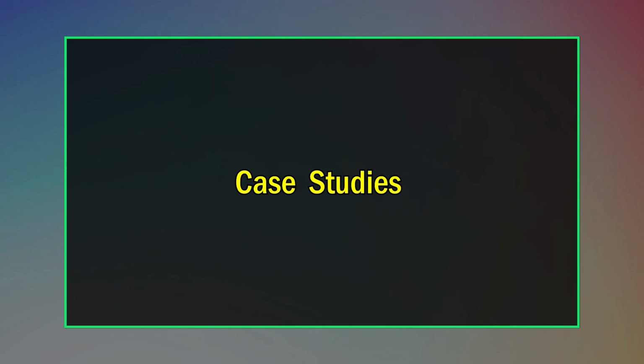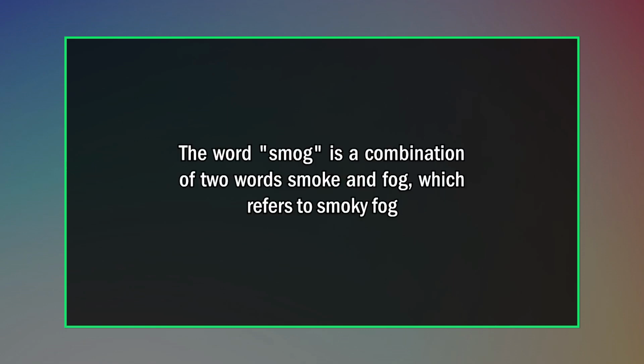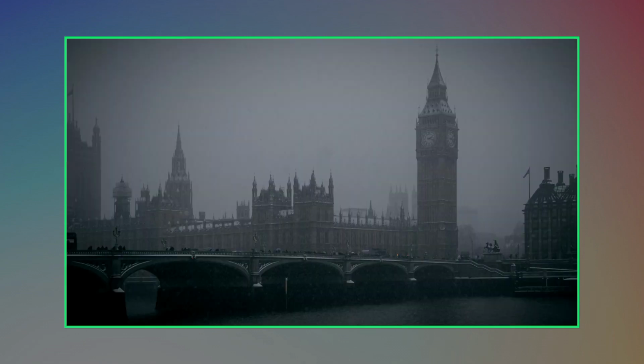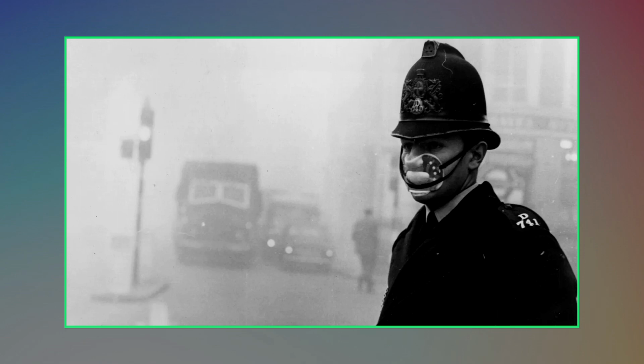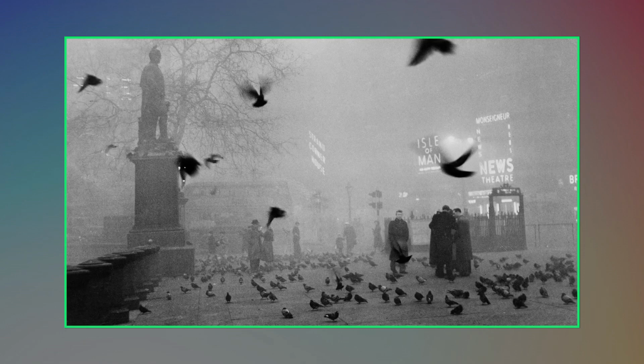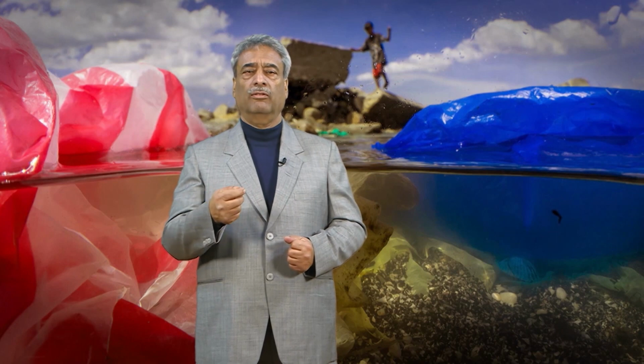Now let us come to the case studies. London smog. The word smog is a combination of two words, smoke and fog, which refers to smoky fog. The fog in London city was so thick and polluted that it left thousands dead and wreaked havoc on London in 1952. The smoke-like pollution was so toxic, it was even reported to have choked cows to death in the fields.